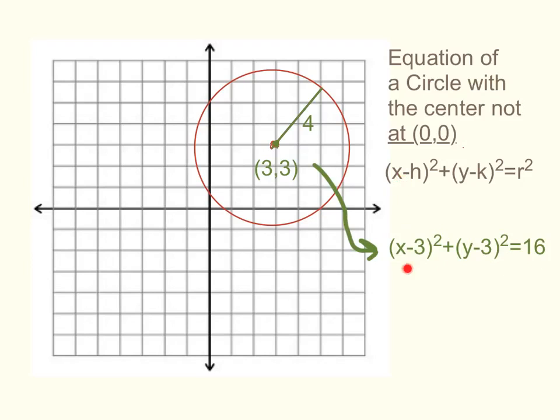Notice that the negatives that are here in the equation are here because the center of the circle is a positive and a positive.